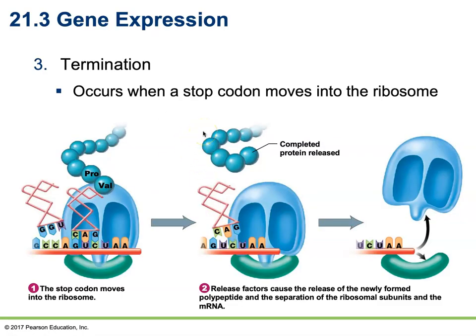Termination is going to occur when a stop codon moves into the ribosome. Here we have a stop codon, a UAA. This does not have a corresponding anticodon, does not correspond to a polypeptide. So as soon as we read that sequence, the whole thing is going to sort of burst apart. The large subunit is going to move away from the small subunit, the mRNA sequence is going to be released, and the completed protein sequence is also going to be released.